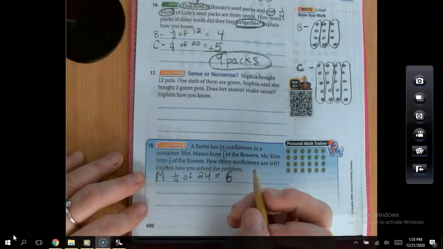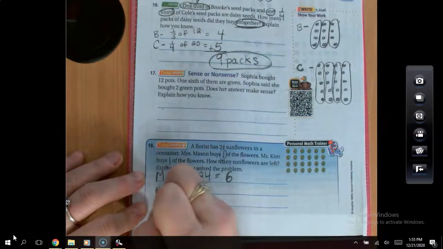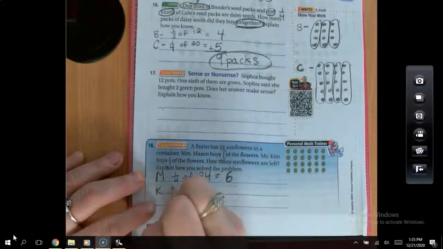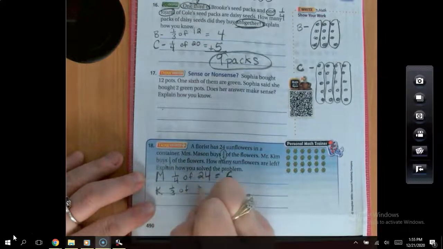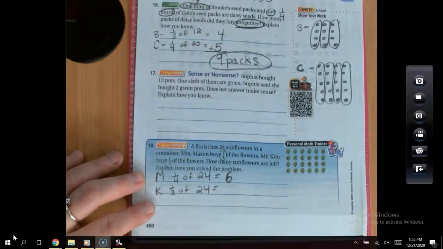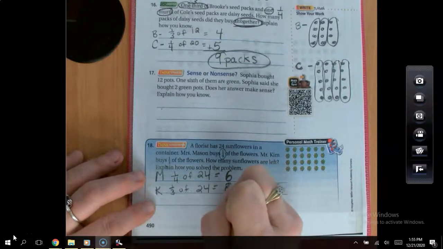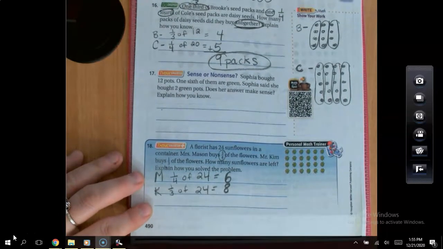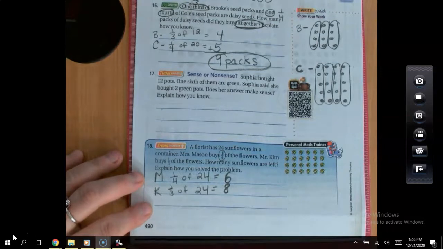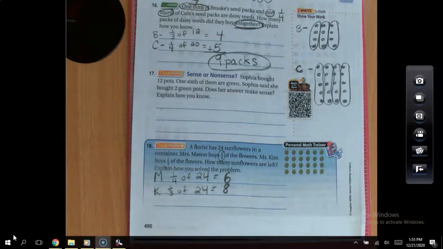And then we have Mr. Kim. Okay, for Kim, he buys 1/3 of 24 equals what? Do you know? 3 times what number equals 24? If you don't know, figure it out. Draw a picture. 8. Very good. 8. Okay, so this is a multi-step problem.